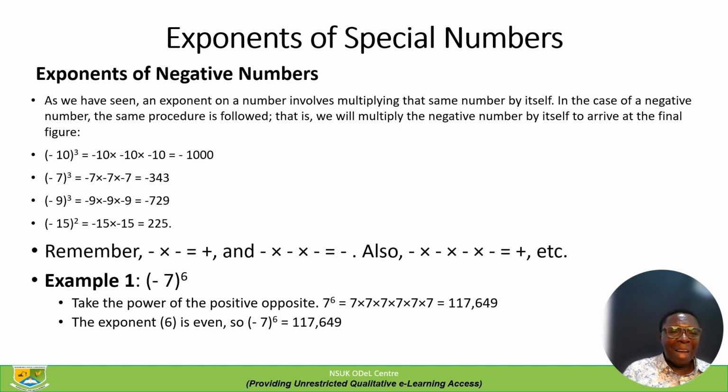So we have minus 7. Minus 7 to the power of 3 is equal to minus 7 times minus 7 times minus 7, which is equal to minus 343. The same thing applies when we say minus 9 to the power of 3 is equal to minus 9 times minus 9 times minus 9. In other words, these are all exponents of negative numbers. So the answer will be minus 729. If you pick minus 15 to the power of 2, it will give you minus 15 times minus 15, which is equal to minus 225.